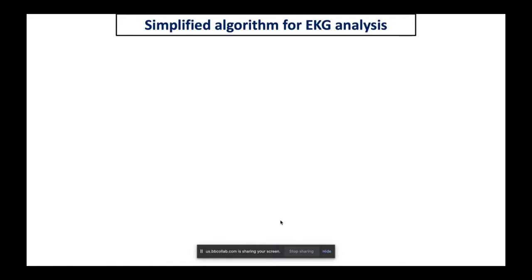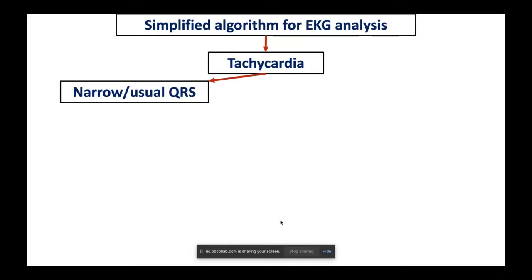So I try to keep things simple, at least in my head. And every time I look at an EKG in a patient with a tachyarrhythmia, there are a few steps that I go through in my mind. And this is a simplified algorithm for EKG analysis that we developed. And I want to go over this with you. So we get an EKG, 12-lead EKG or a rhythm strip, and the patient's in tachycardia for his or her age. So what I'm looking at is my QRS complex, is it narrow or usual? Now I want to introduce the concept of usual complex tachycardia, or what we call typical complex tachycardia.